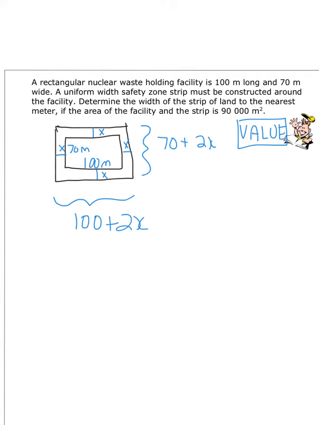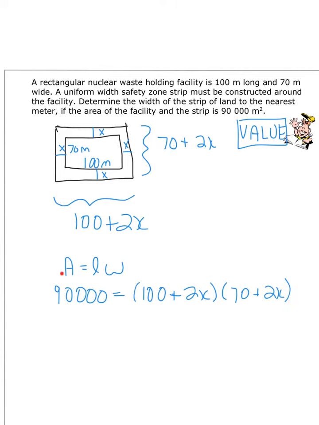In these problems, we need to set up an equation. So we have our diagram, and the other piece of information we've not used yet is the area of the entire facility and the strip. So this large rectangle, we already talked about the length and the width. We are going to use the formula area of a rectangle is length times width to find an equation using our x values. So we get the area, which is 90,000, the length, which is 100 plus 2x, and the width, which is 70 plus 2x. We now need to solve for x.